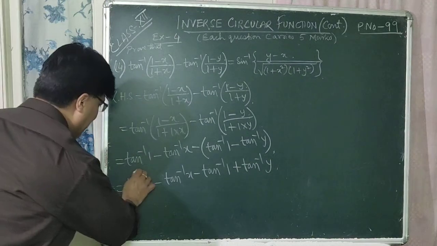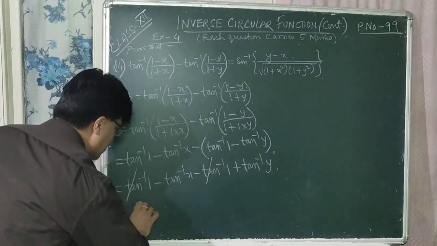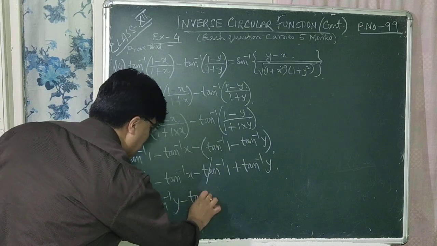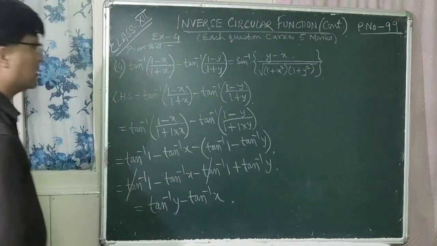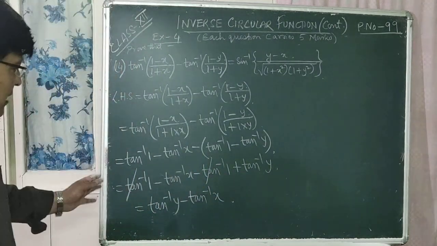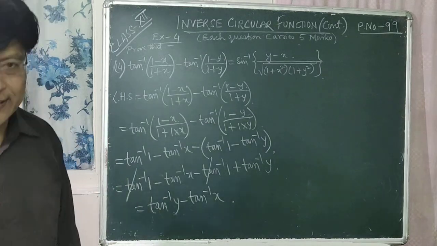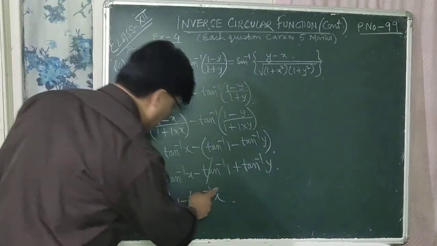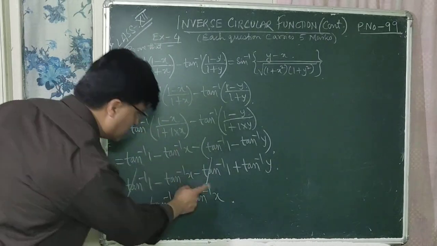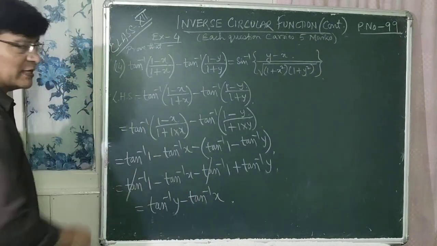Right? So we can cancel here. Tan inverse 1 gets cancelled, which is equal to tan inverse y minus tan inverse x. So we got this expression, that is tan inverse y minus tan inverse x. So this is the simplified form of the left hand side.